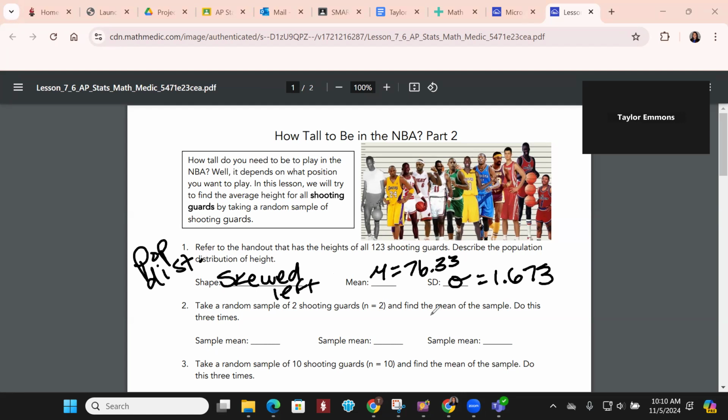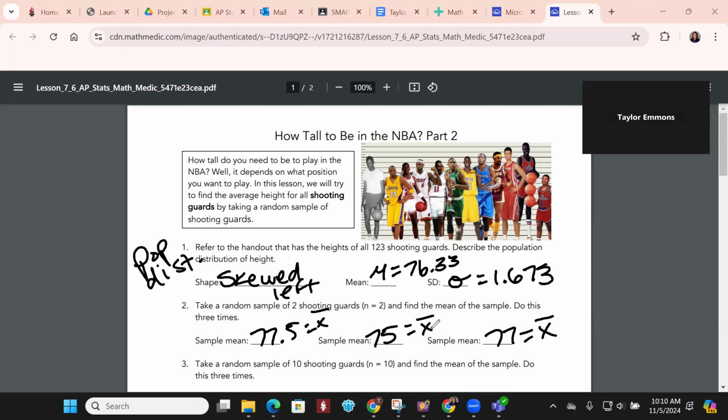Okay, so we're going to take a random sample of two shooting guards and find the mean of the sample. We're going to do that 3 times. So if we did that, we would get sample means like this: 77.5, 75, and then 77.